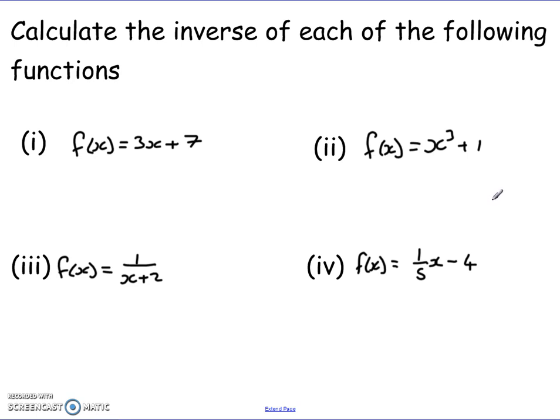So calculate the inverse of each of the following functions. f of x equals 3x plus 7, f of x equals x cubed plus 1, f of x equals 1 over x plus 2, and f of x equals 1/5 x minus 4. Now this is a standard you want to get to for exam time. This is where you want to be for inverse functions. You have to be able to do all of this and combinations thereof. So let's have a look at some of these then.